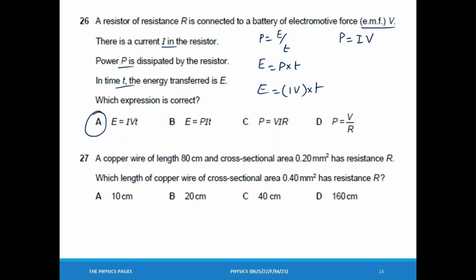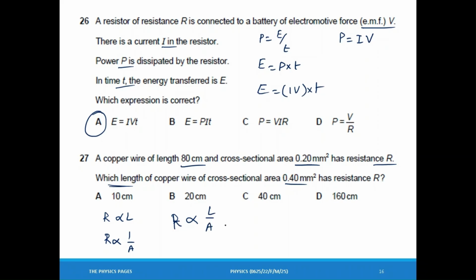A copper wire having length 80 centimeters and cross-sectional area 0.2 millimeter square has a resistance R. What length are we going to find? First of all, we need to understand that resistance is proportional to length, and resistance is inversely proportional to area. It means that if length is more, resistance is more, and if area is more, resistance will be less. We can say resistance is proportional to L over A.